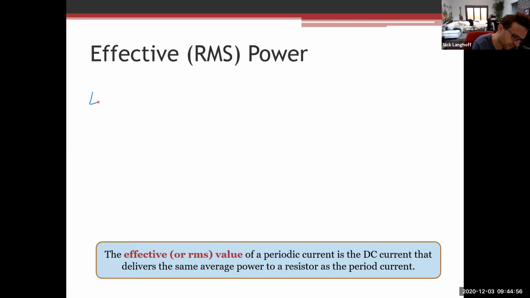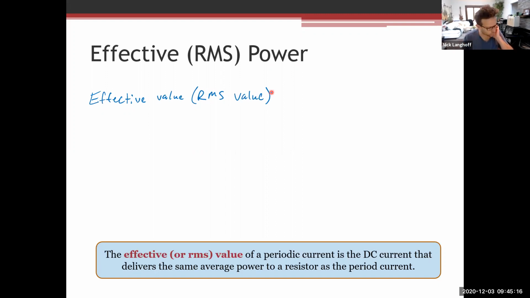So this is the effective value, and the way you want to think of it is how much power would be transferred to a resistor, to a purely resistive load. We call this the RMS value, and RMS stands for root mean squared, which we'll see borne out in the formula here.